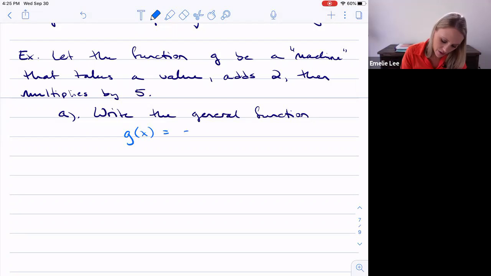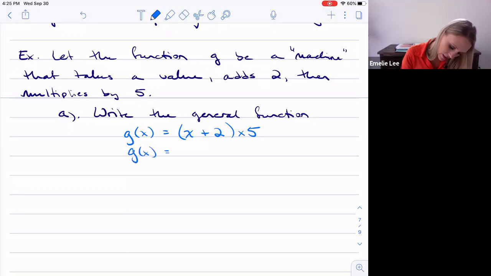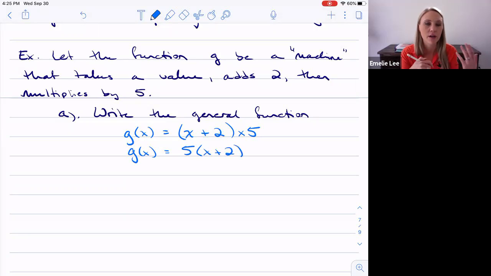It's going to take a value, so I'm going to start with an X here, and then it adds 2 to that X. So X plus 2, and then multiplies by 5, right? But that 2 has already been added onto the X, of course, and so I have to put brackets around X plus 2, and then times 5, right? Or we can rewrite this as G of X is 5 times X plus 2. It just looks a little bit nicer to have that 5 on the left-hand side, and then use the brackets for the multiplier.